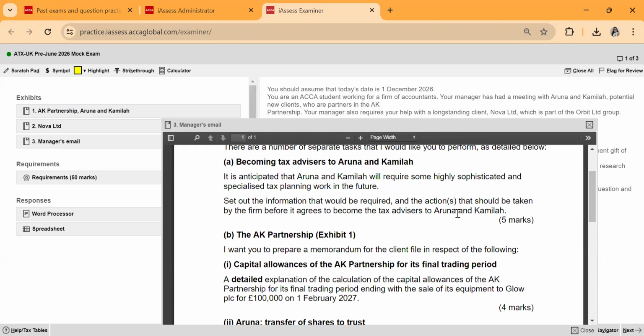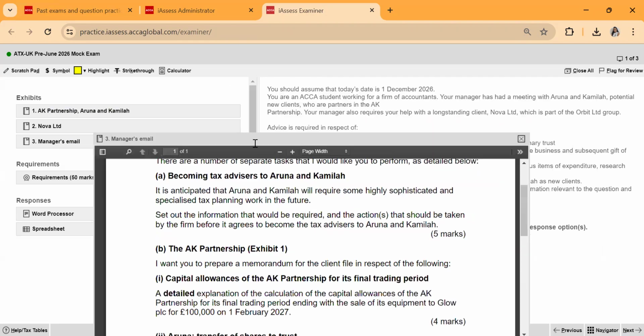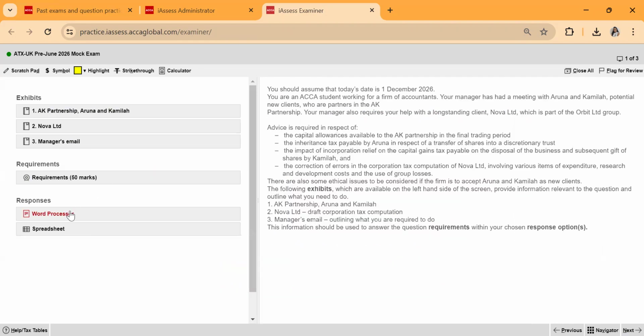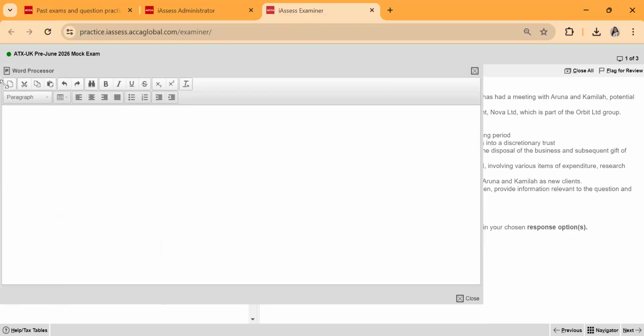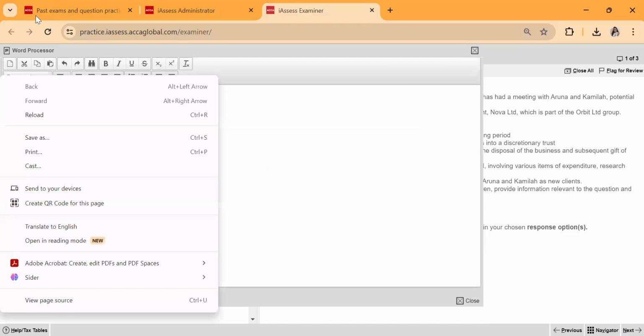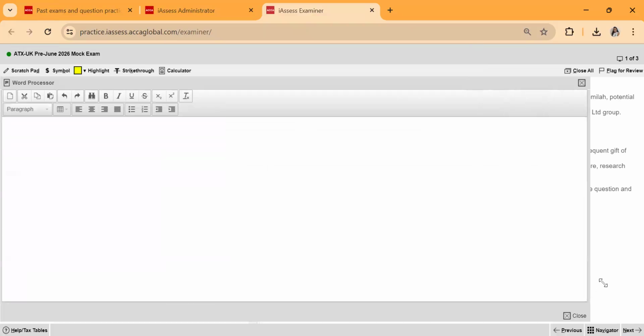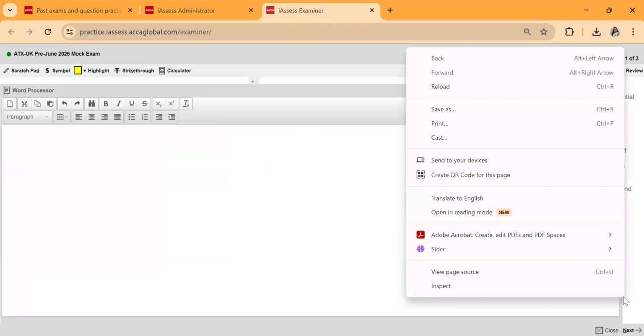So here I have to give the answer to that. What would be the prerequisites that we will require before we become tax advisors to Aruna and Kamila, and this is only for 5 marks. That doesn't mean you have to write 5 bullet points. That basically means that you have to write your answer considering the fact that at least 5 points should be covered minimum. Always give yourself 30 seconds to think over what you will write. Only then you start writing, because your answers should be organized.